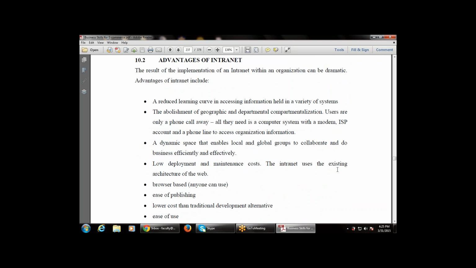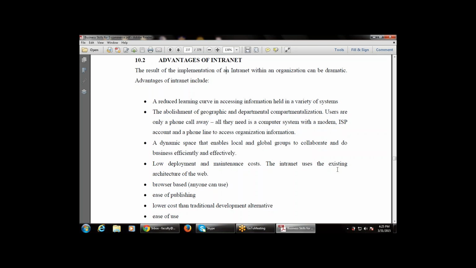Then the abolishment of geographic and departmental compartmentalizations. Users are only a phone call away. All they need is a computer system with a modem, ISP account, and a phone line to access organization information. This is one of the major advantages of the intranet.